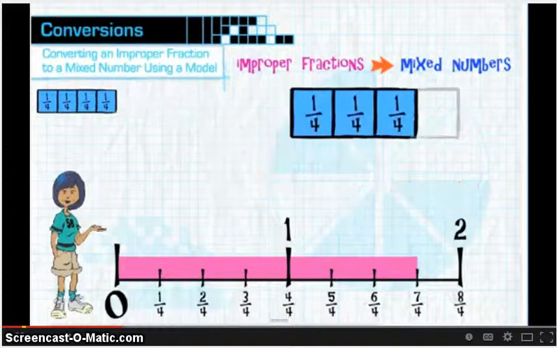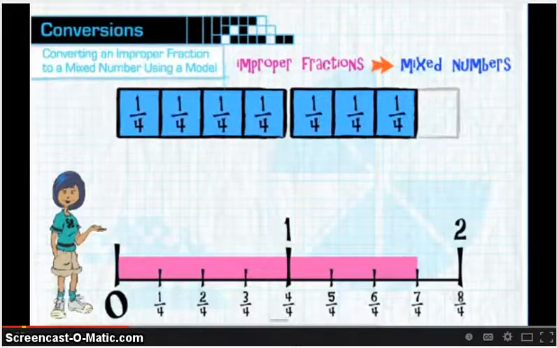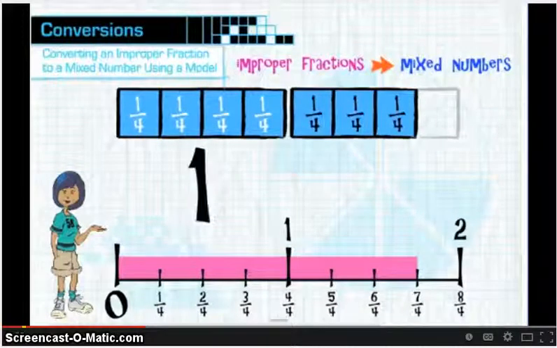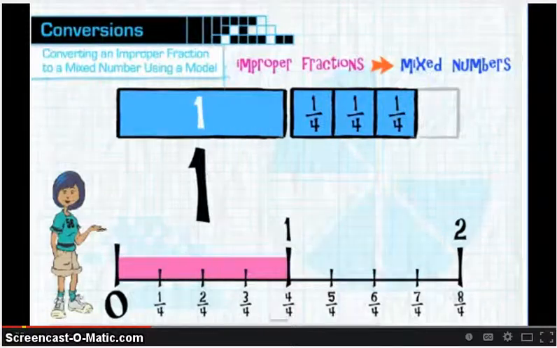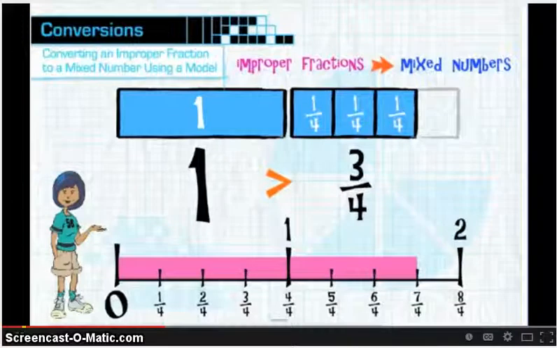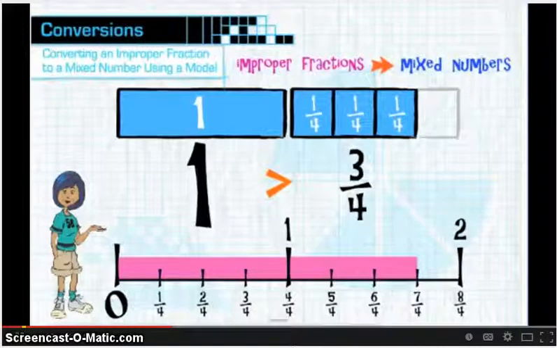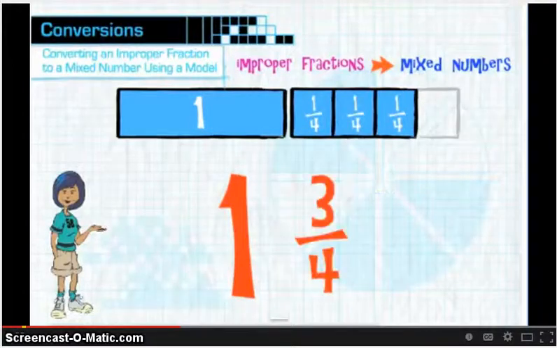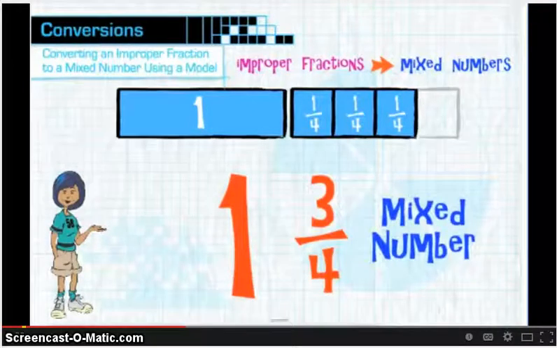Let's look at the fraction bars again. Did you notice that the first fraction bar is really 4/4? And we know that any number divided by itself is what? That interesting number 1. So 1 is the whole number, or first part of your mixed number. The second fraction bar is 3/4, a proper fraction, since its value is less than 1. So 3/4 becomes the second part of the mixed number. When you combine the whole number, 1, with the proper fraction, 3/4, you have the mixed number 1 3/4.